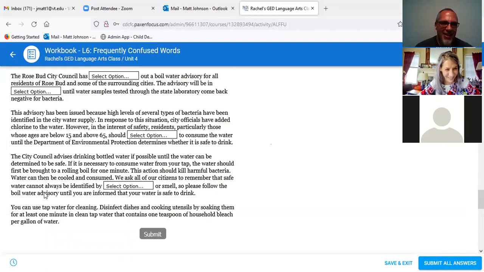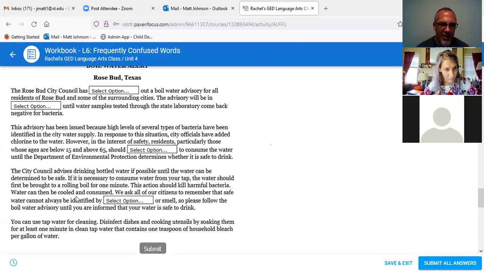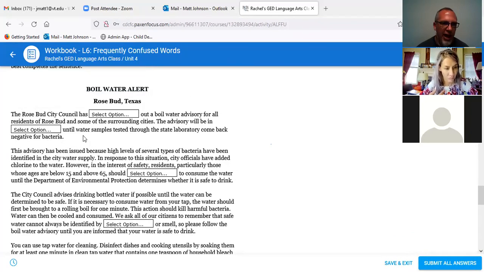The city council advises drinking bottled water, if possible, until the water can be determined to be safe. If it is necessary to consume water from your tap, the water should first be brought to a rolling boil for 1 minute. This action should kill harmful bacteria. Water can be cooled and consumed. We ask all of our citizens to remember that safe water cannot always be identified by blank or smell. So please follow the boil water advisory until you are informed that your water is safe to drink. You can use tap water for cleaning, disinfect dishes and cooking utensils by soaking them for at least 1 minute in clean tap water that contains 1 teaspoon of household bleach per gallon.